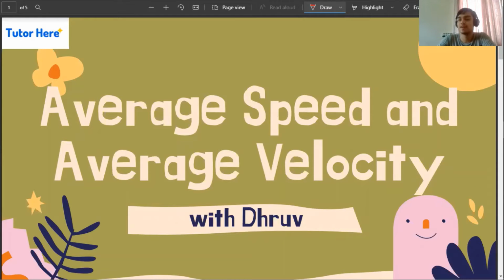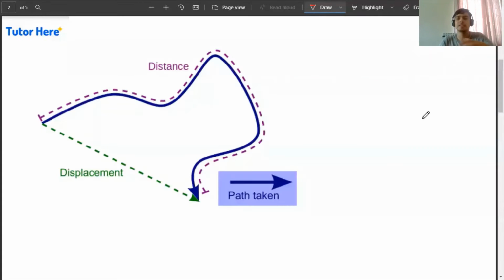So let's get started. What we did in the previous video was establish what scalars and vectors are. Scalars are quantities which just have size or just have magnitude, whereas vectors have both size as well as a direction. So what we're going to do now is learn about two new quantities called distance and displacement. And let's see whether one is a vector and one is a scalar.